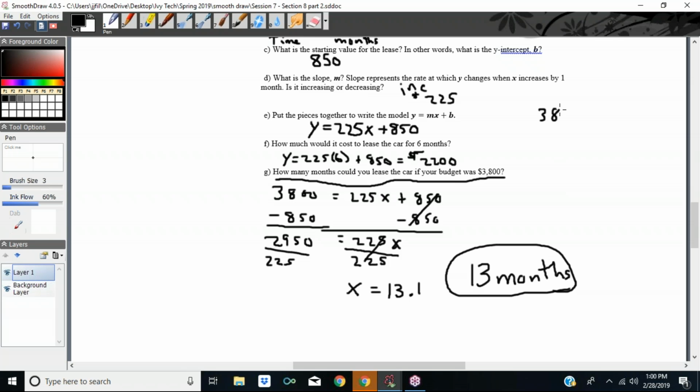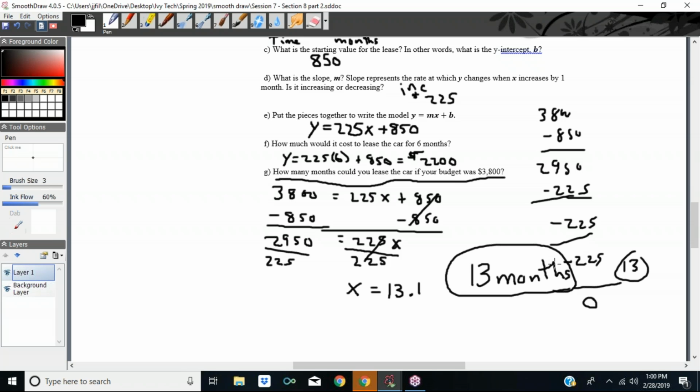You could have done that by taking 3,800, subtracting the 850, and then subtracting 225 enough times until you got down to $0, and you could subtract 13 times. So whichever way, guess and check, you could just have put a 10 in for the X and said, oh, okay, do I have any money left over if I put a 10 in? And found out, and then gone up a couple months. So lots of ways to do that.